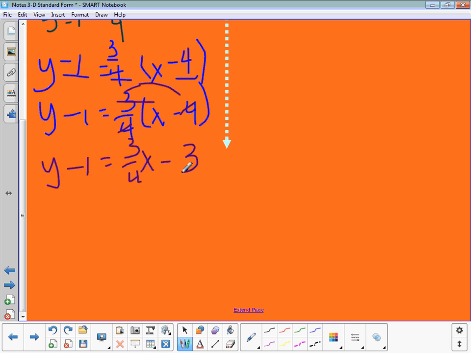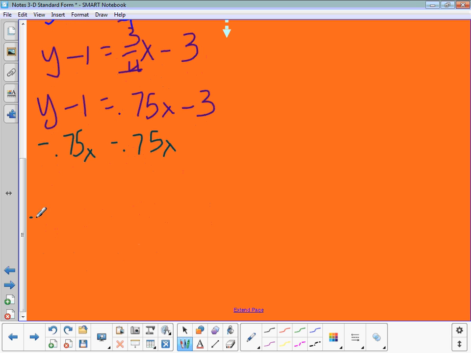So now I want to start by getting this x over to the other side. It doesn't matter that it's a fraction right now. I'm not so worried about that. In fact, if the fraction's bothering you, let's write it as a decimal. Let's write it as 0.75x. So I want to get that x over to the other side, so I'm going to subtract 0.75x from both sides. So over here I have a negative 0.75x plus y minus 1 is equal to negative 3.